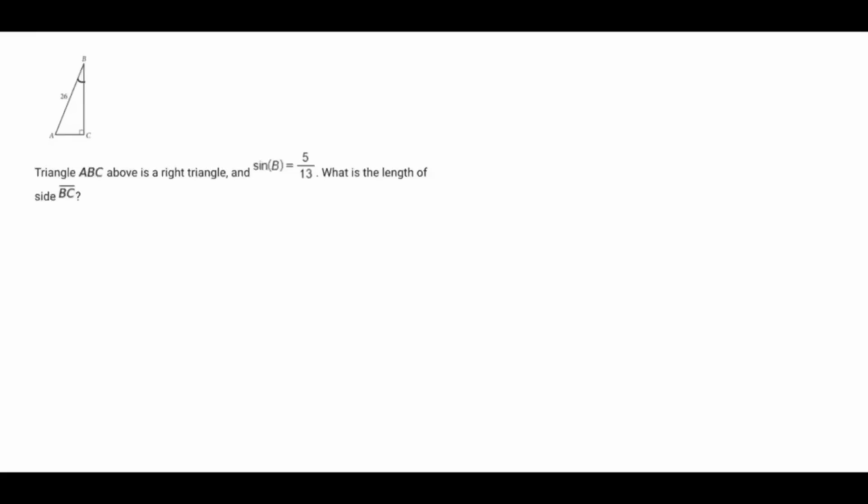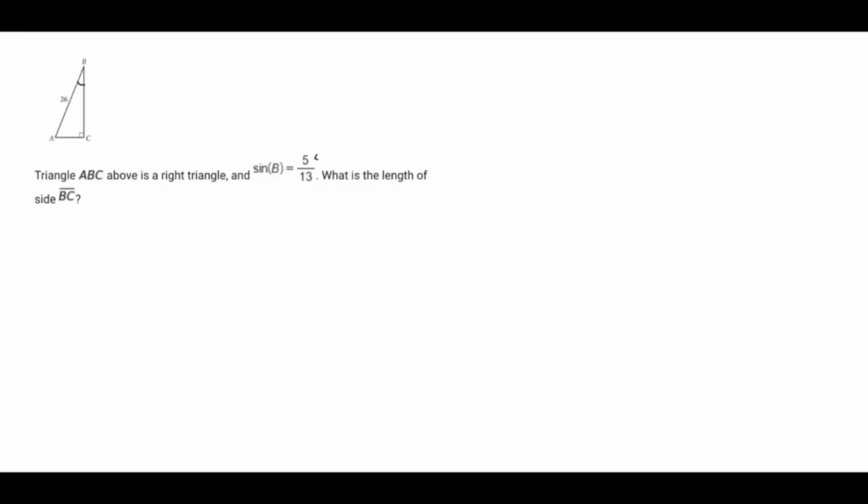So ABC above is our right triangle, and sine of B is 5/13. What is the length of side BC? Alright, so pretty simple problem here, except there is a little caveat that we have to take into consideration. So first off, sine B, I've marked the angle B. We know SOHCAHTOA, so sine represents opposite over hypotenuse.